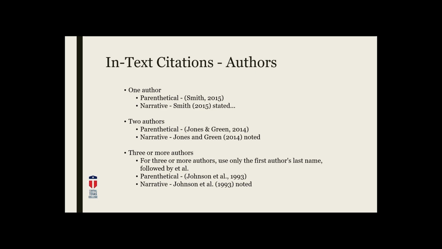When citing a work by 2 authors, for the parenthetical, you'll use an ampersand to separate the two authors' names. In the narrative, you'll use the word and. When you have an article that has 3 or more authors, use only the first author's last name followed by et al. In the parenthetical, it will look like the author's name, et al., comma, the publication year. The narrative will be the author's last name, et al., and then the publication year enclosed in parentheses, followed by the rest of the sentence.